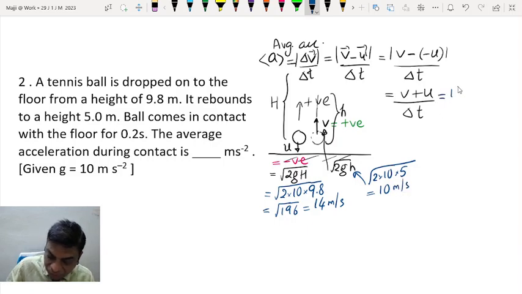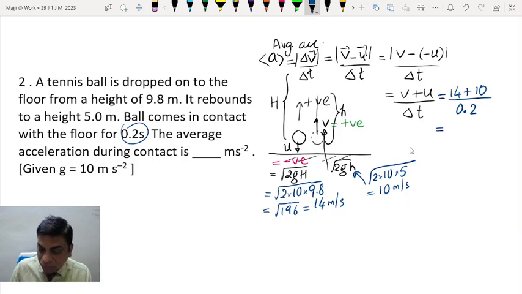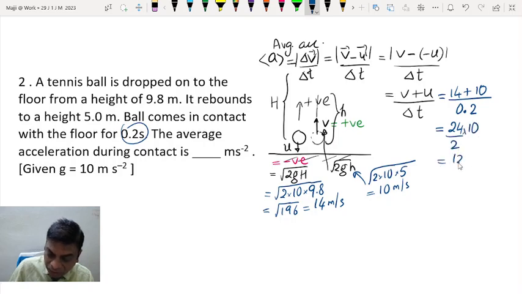So here we have 14 plus 10 upon 0.2 seconds. So this is 24 by 0.2, which is 120. So 120 is the final answer. I hope that is clear.